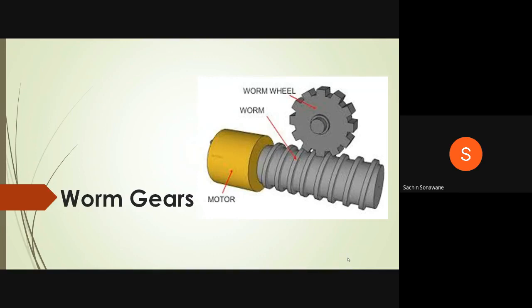Up till now we have completed four chapters: the first was spur gear and helical gear, the second was pressure vessels, the third was statistical considerations in design engineering, and the fourth was bevel gear. Now the fifth is worm gears.